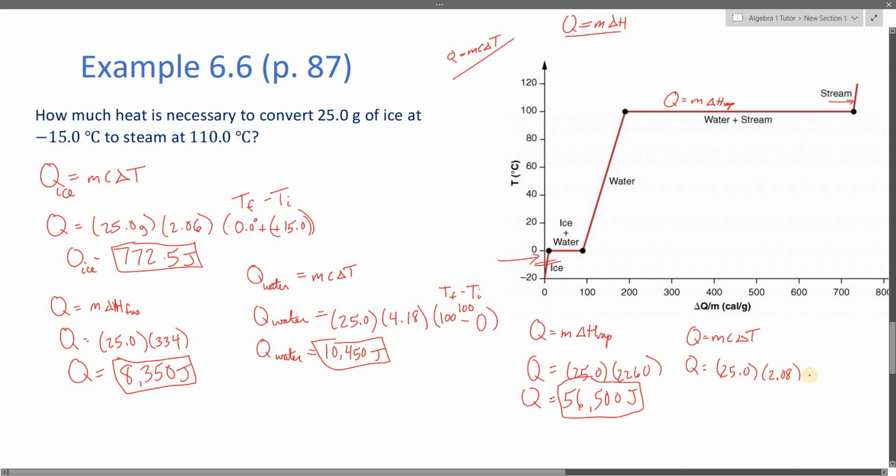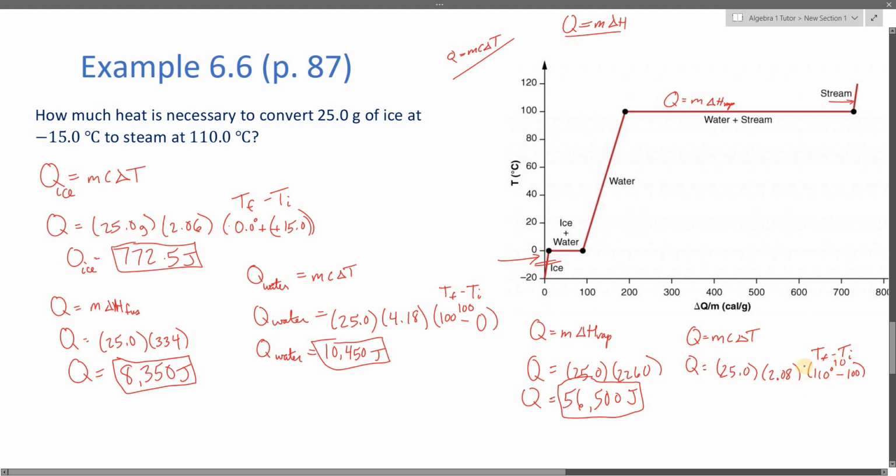And then the delta T. Well, it's, again, temperature final minus temperature initial. So it will end at 110 degrees according to the problem, and we're going to subtract that from what it was. It started to be steam at 100. So our delta T is 10.